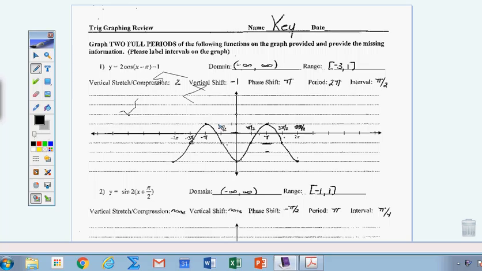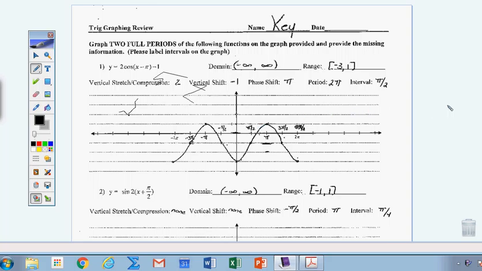My domain is negative infinity to infinity, because this can continue on forever. And my range, my possible y values, go from negative 3 to positive 1. That's why it's including negative 3 and positive 1. We have a vertical stretch of 2. That's what this number represents. And we have a vertical shift of negative 1. We shifted the entire graph down 1. We also had a phase shift of pi, so we moved it over pi.